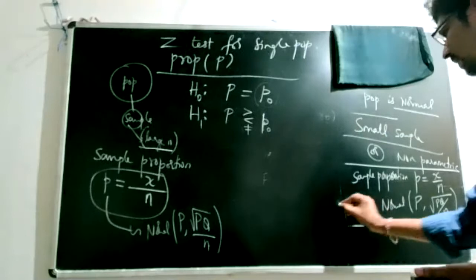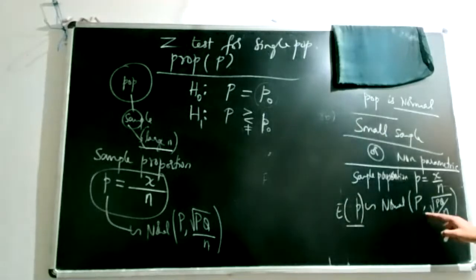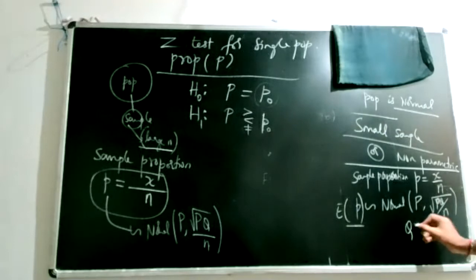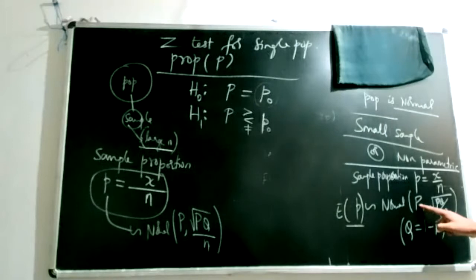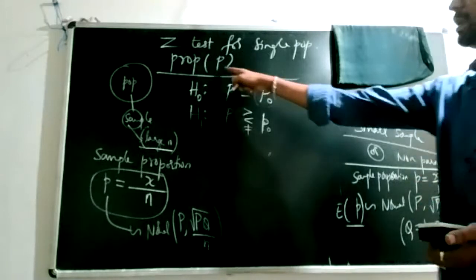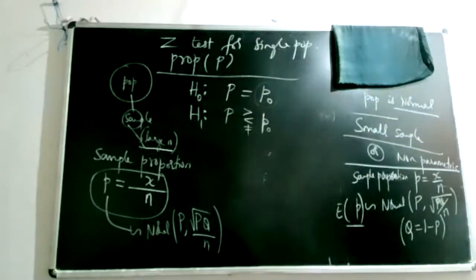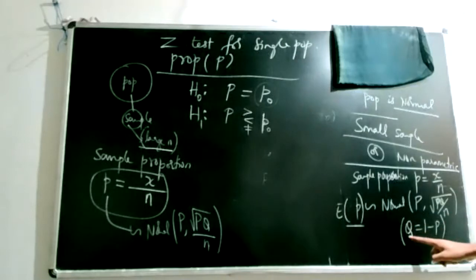So this mean of proportion follows normal distribution with mean P and variance PQ by N, where we define Q as 1 minus proportion. So P indicates the proportion of people favorable to a particular characteristic. Q indicates the proportion of people not favorable to a particular characteristic, and that is given by 1 minus P.